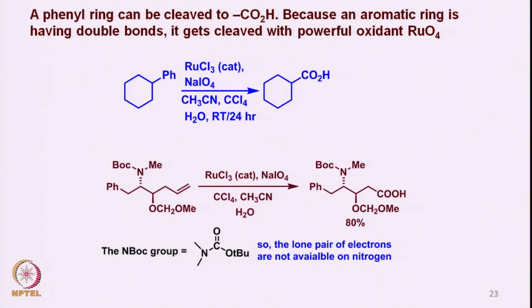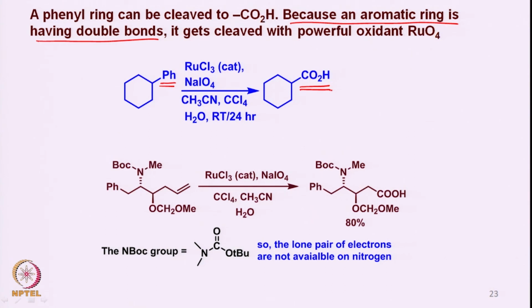Interestingly, a phenyl ring can also be cleaved to the corresponding acid, because an aromatic ring is basically nothing but having several double bonds. Since ruthenium tetroxide is a very aggressive reagent and a powerful oxidant, even the phenyl ring gets oxidized to the corresponding acid. These kinds of conversions of aromatic rings, or electron rich aromatic rings, to the corresponding acids have been utilized in organic synthesis.